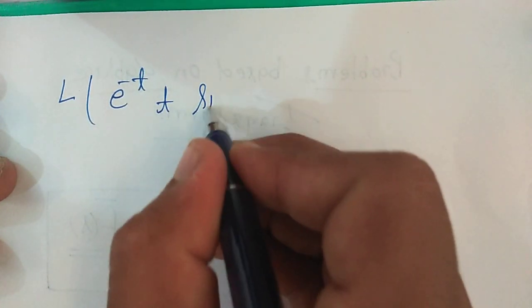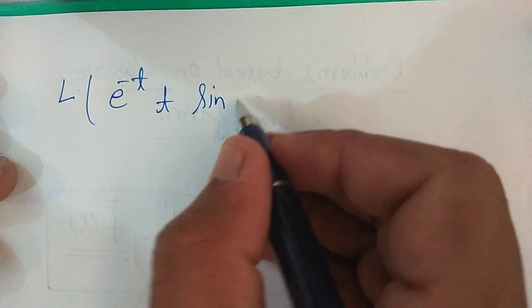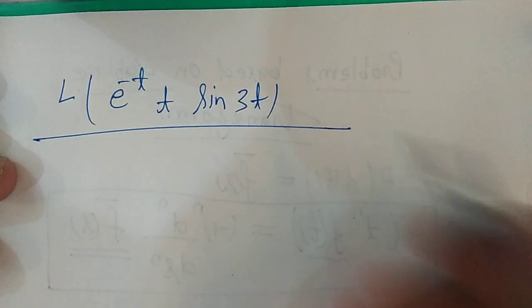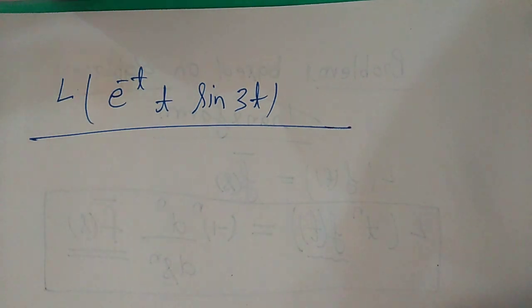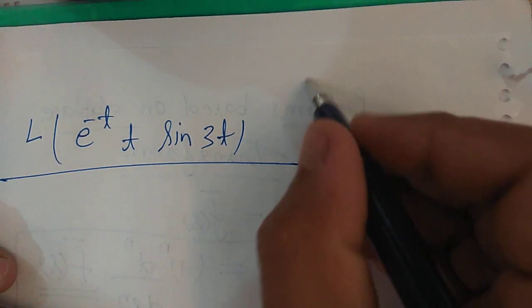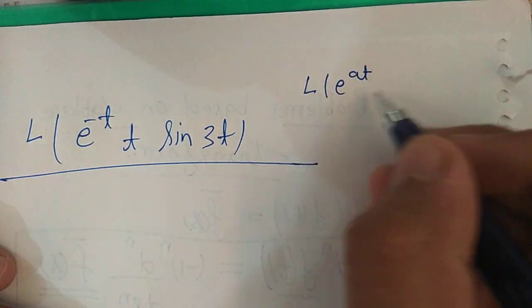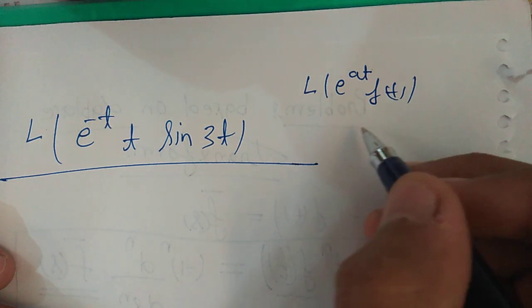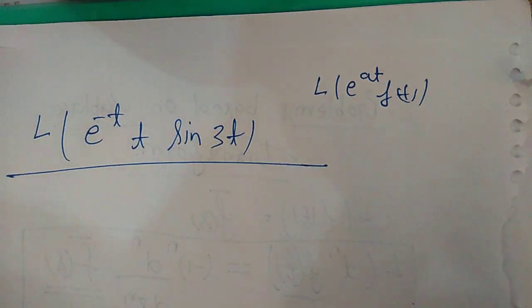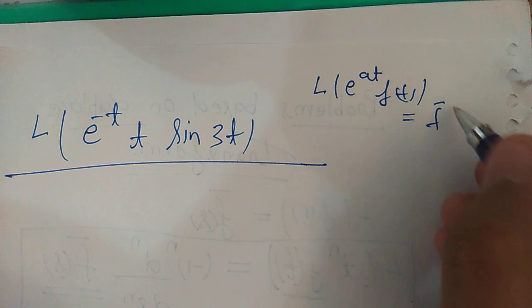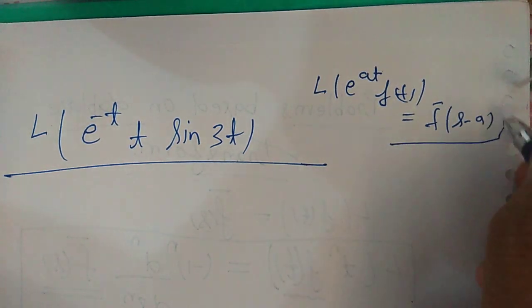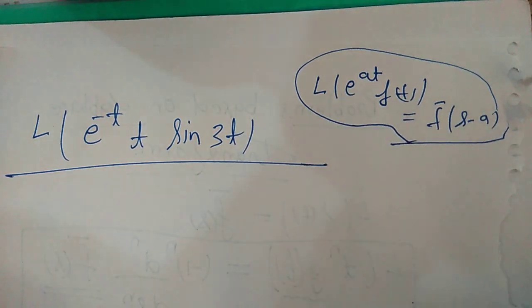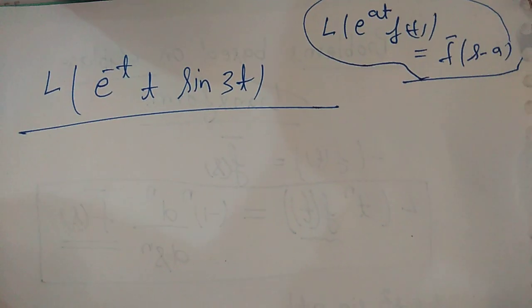Let me take the second problem, Laplace of e power minus t sin 3t. Here we'll use two properties. One is Laplace of e power at f of t, which will be F bar of s minus a.